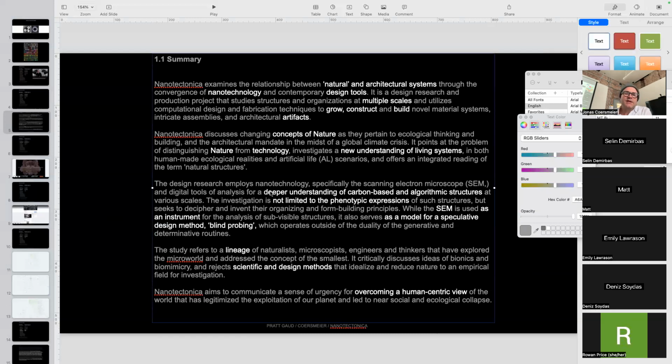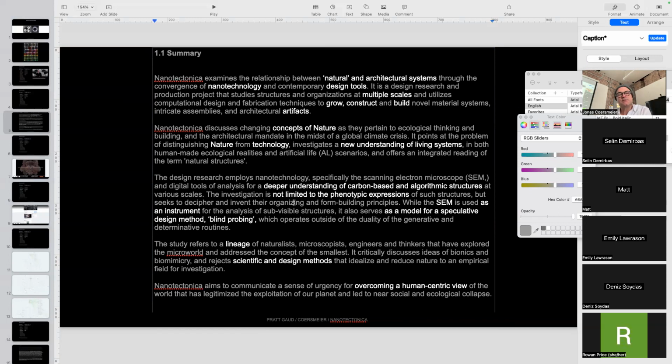I mentioned briefly the understanding of the relationship between carbon-based and algorithmic structures, or what we used to call natural structures and synthetic structures. If we overcome that distinction and understand that there are common principles that we can transpose from one to the other domain and return, while being aware that there are clear differences, I think we're already on our way towards a more sustainable design future.